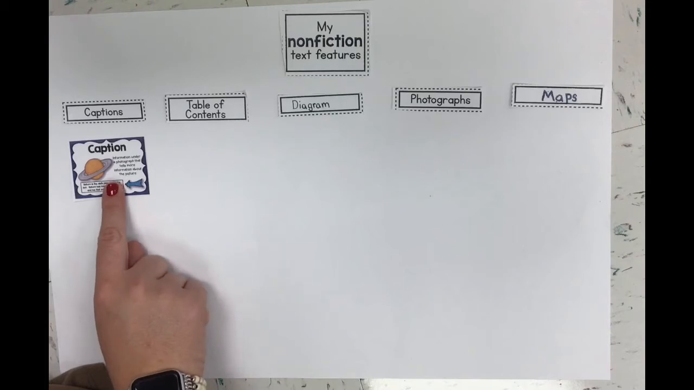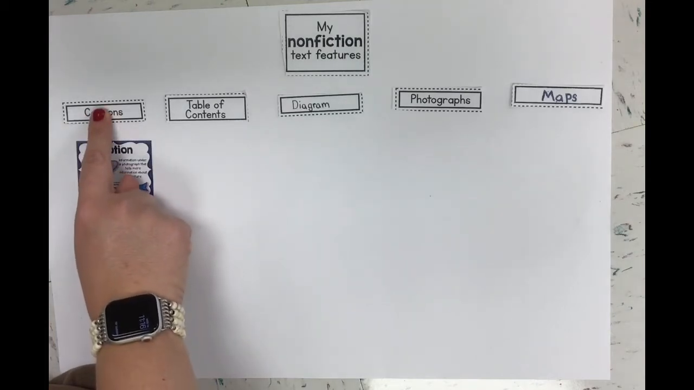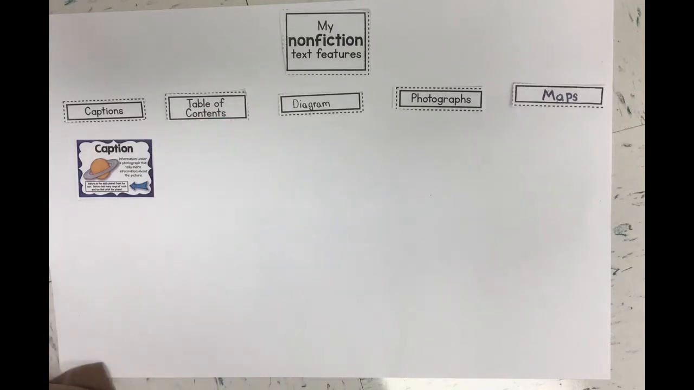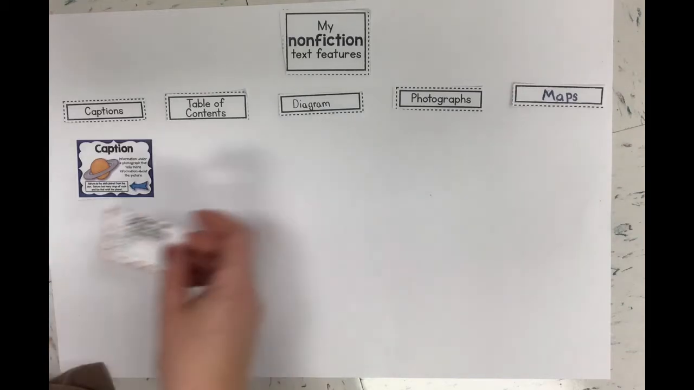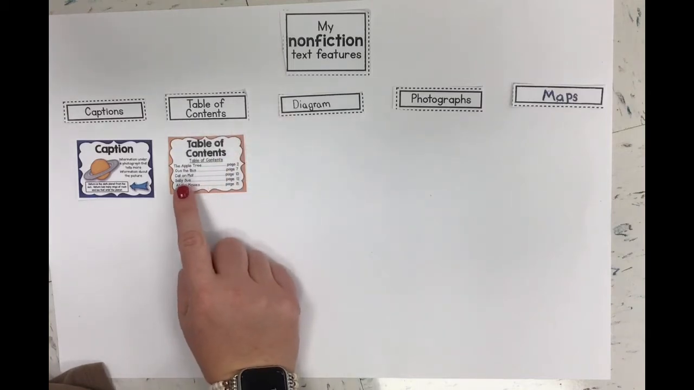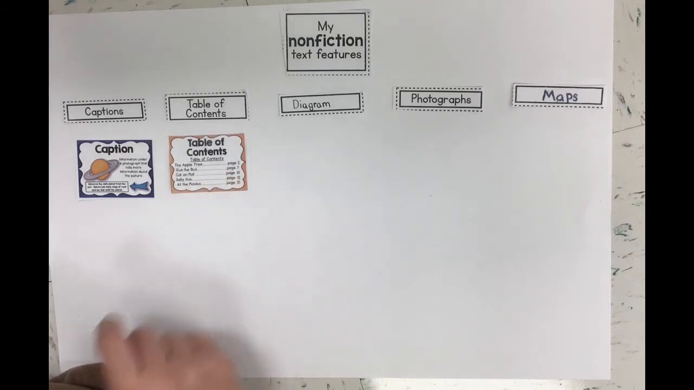So match your caption picture with your caption title. The next one is table of contents. And table of contents can be in a fiction book too, but it's also in nonfiction books. So I'm going to make sure that my table of contents is under it. My table of contents usually tells me the heading and what page it's on.